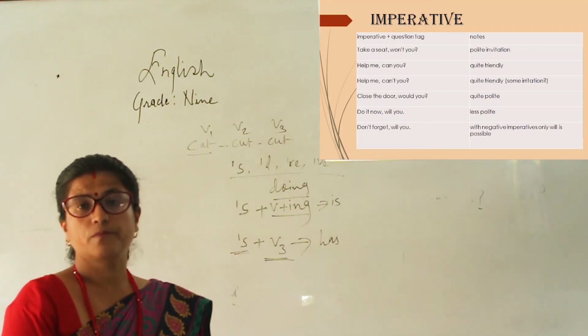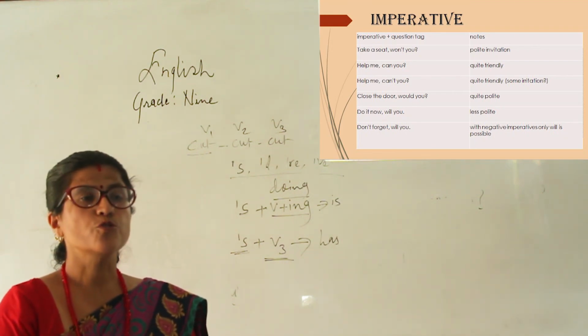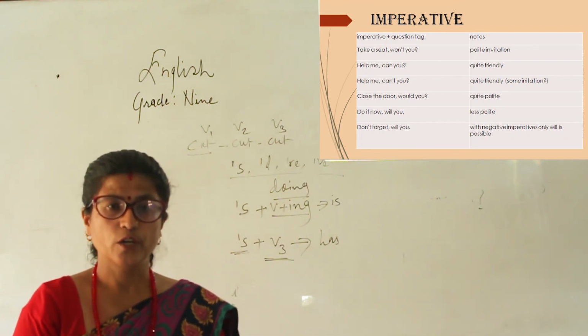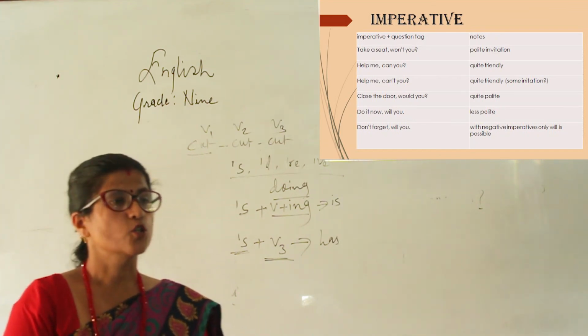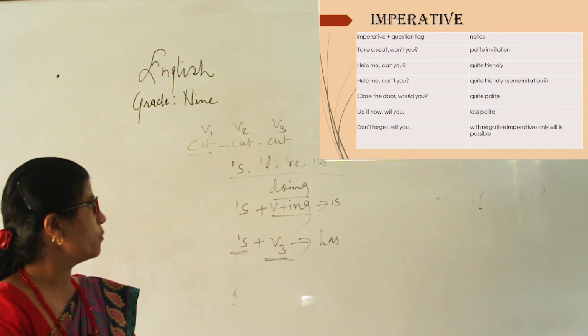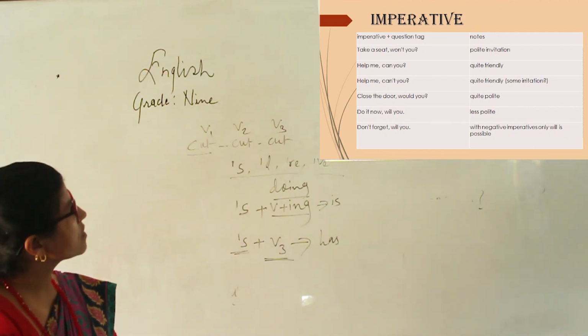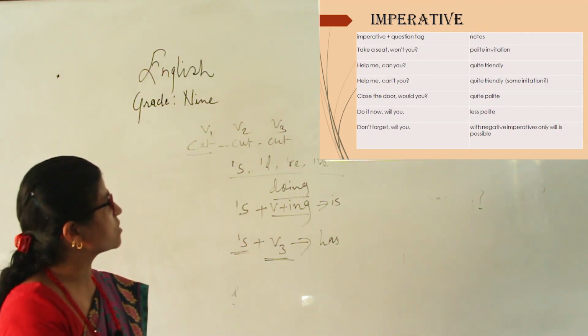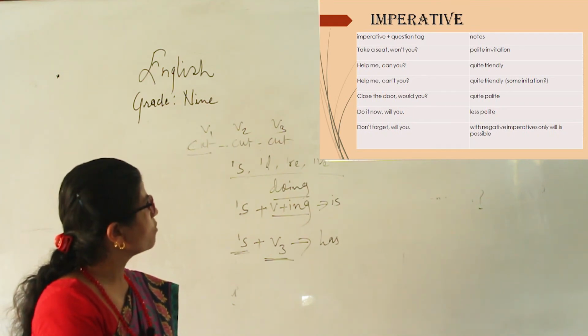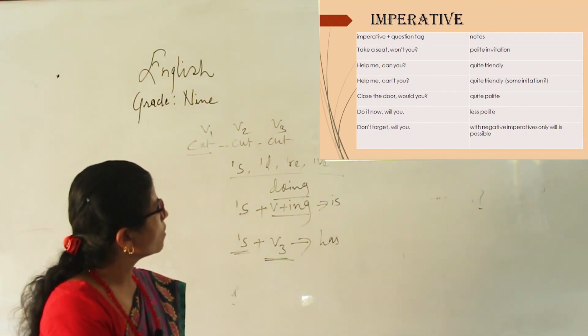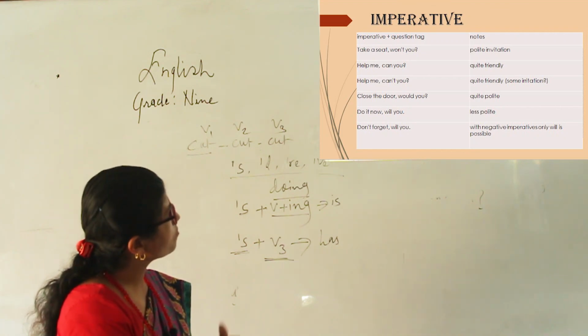Close the door, will you? Don't make a noise, will you? Don't be silly, will you? Don't be late, will you? Okay? So imperative sentence plus question tag. Take a seat, won't you? Okay, that is also help me, can you? Help me, can't you? Okay, it is written here in a polite invitation.